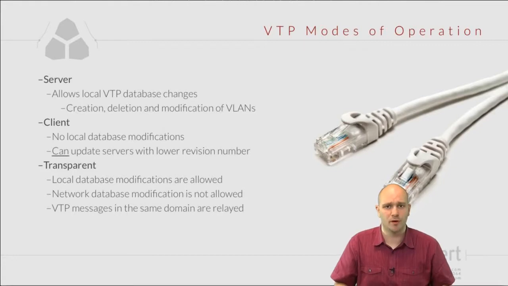The client mode of operation does not allow any local changes. In other words, when you move the switch to be in a client mode of operation for VTP, and you attempt to create a VLAN locally on the switch, you're going to be met with the error message telling you that you cannot modify the database in the client mode. Clients can only be updated from servers. Well, I should maybe correct myself there. They can also be updated by other clients, and this is something that I'm going to show you in a moment. When a client receives a VTP message with a higher revision number than its local revision number is, it will update its local database.